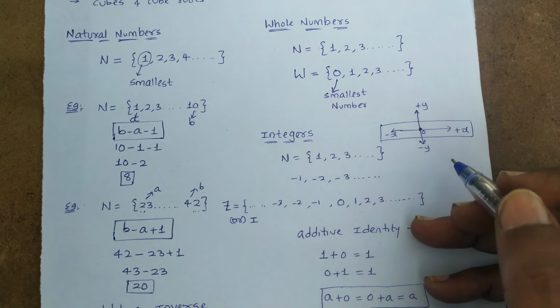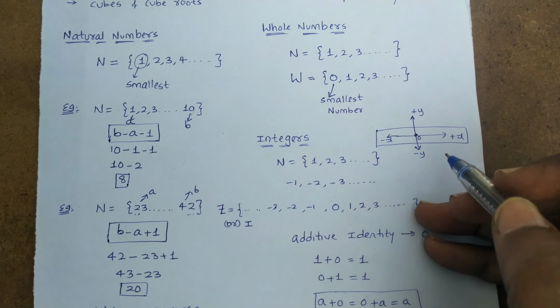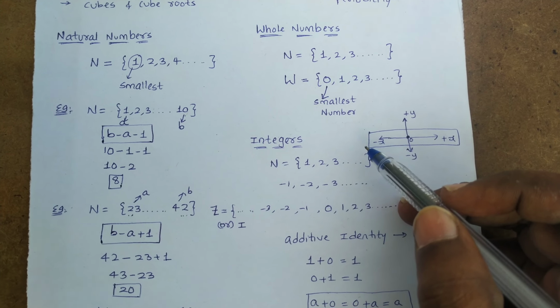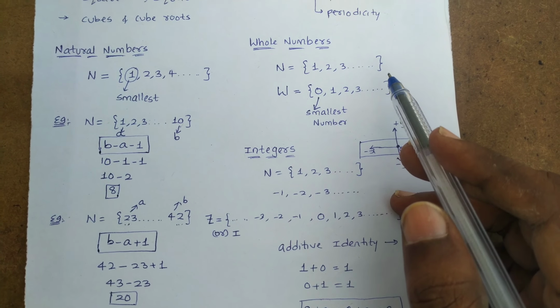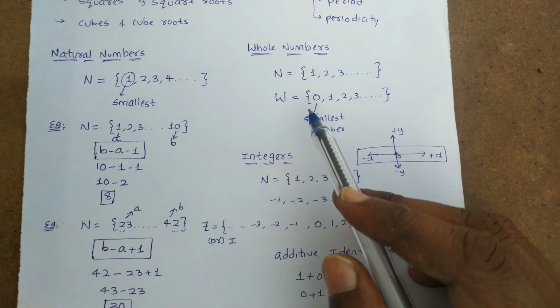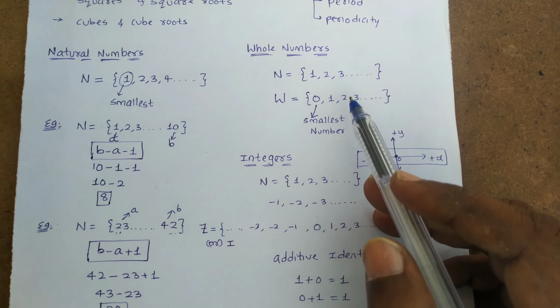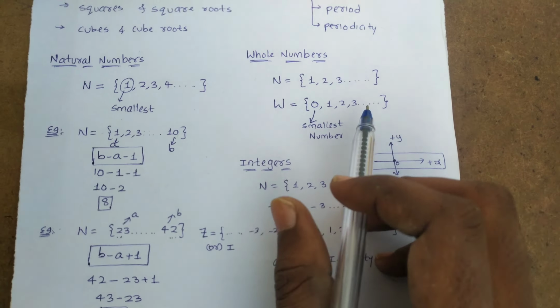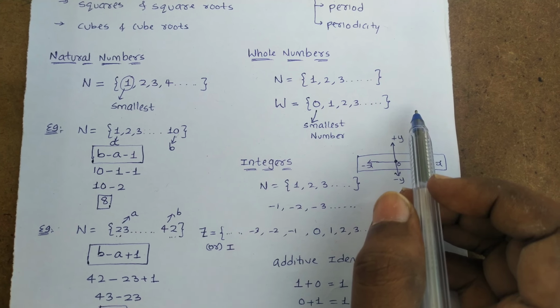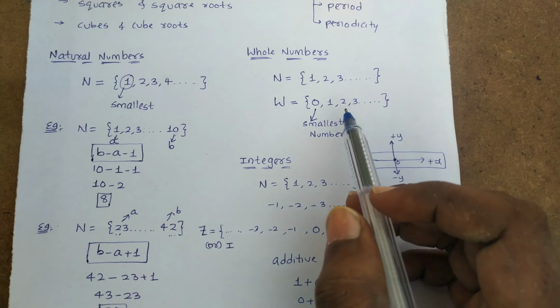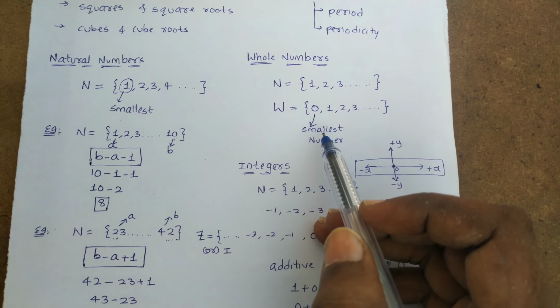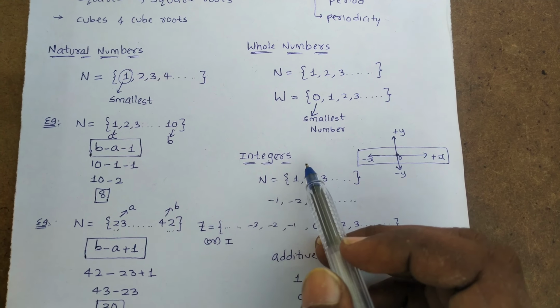Hi friends, in the previous video we discussed whole numbers and integers, right? There we discussed whole numbers, the digits starting from 1 and going up to infinity, that is called whole numbers, right? And the smallest digit is 0. And we discussed integers.